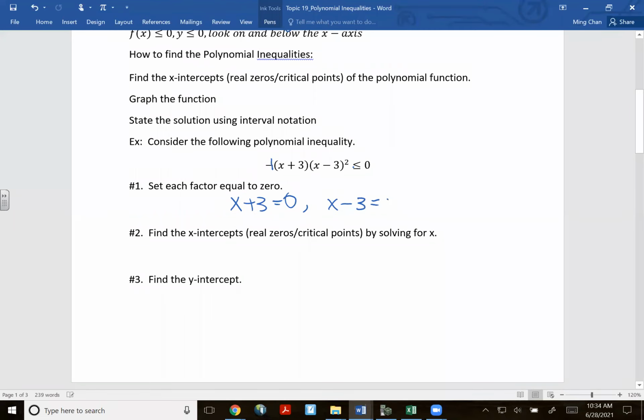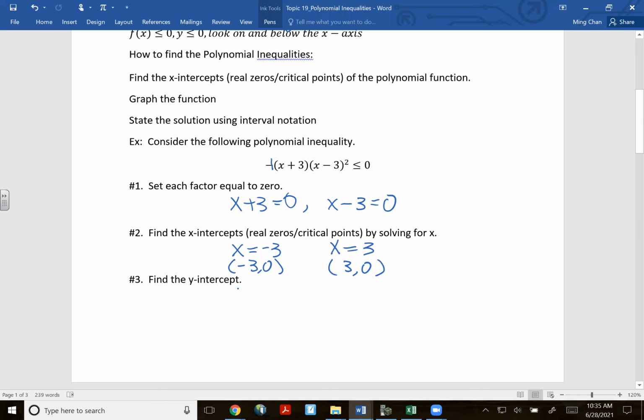And you can see the multiplicity, right? The multiplicity of x minus 3 is even, and the multiplicity of x plus 3 is odd. So this function is going to behave like x to the third power. All right, find the x-intercepts by solving for x. Move the positive 3 over, so x is equal to -3. My one x-intercept is at -3, 0. Move the 3 over, x is equal to 3. The other x-intercept is at 3, 0.